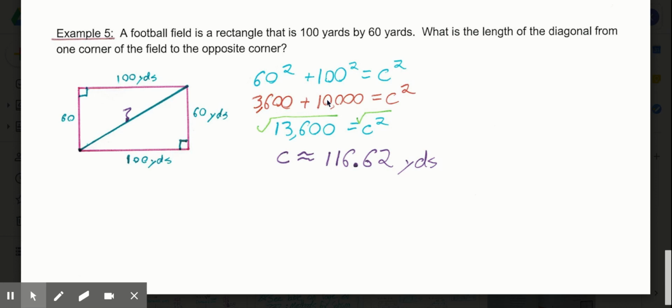So 13,600 equals c squared. Square root that. And c is approximately 116.62 yards.